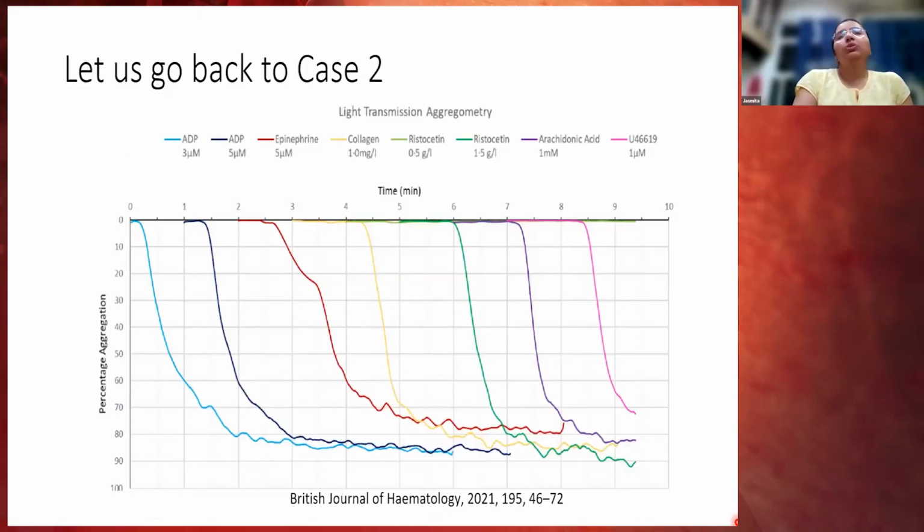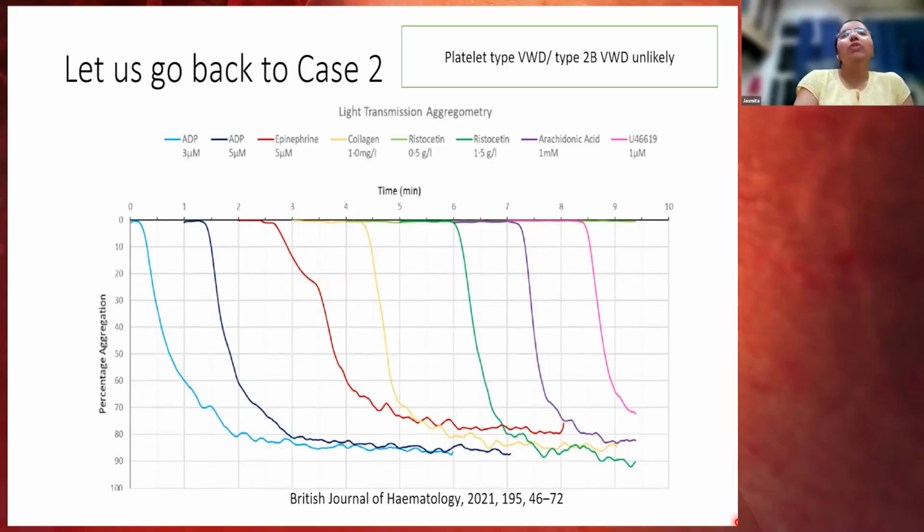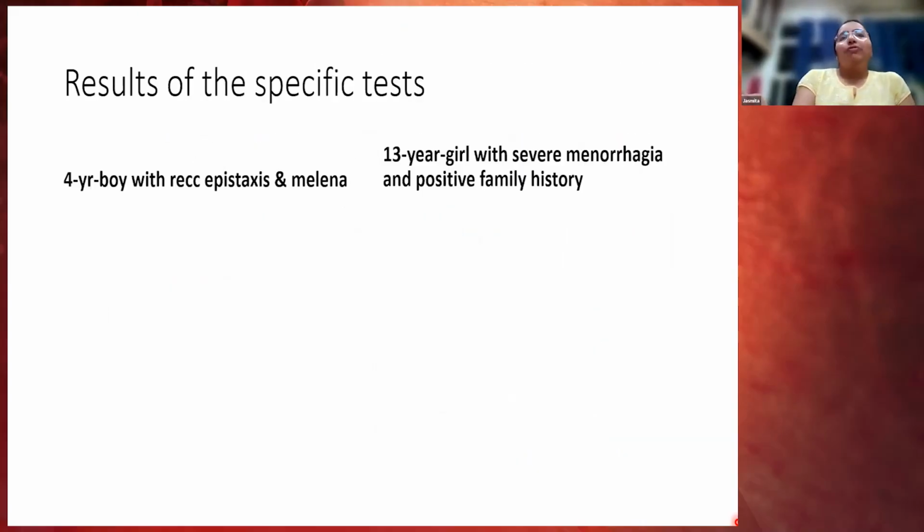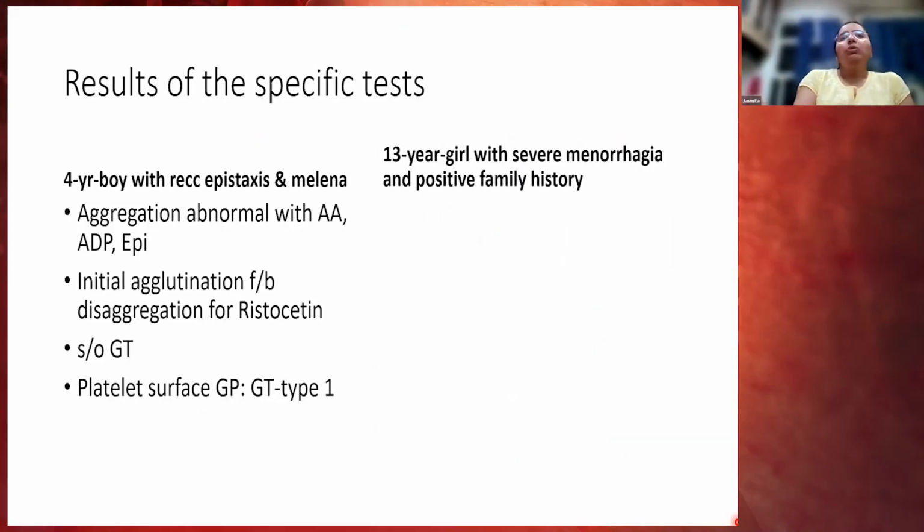So going back to case 2, these were the light transmission aggregometry reports, and this I picked up from BJH. When you look at the aggregation responses, they look fairly normal to all of the agonists concerned. So what should we do for case 2? The only thing we can exclude is type 2B von Willebrand, because remember the patient's father, the patient's grandmother, all 3 were affected and all 3 had low platelet count. So maybe we had type 2B von Willebrand, but there is no aggregation response to ristocetin. So it is unlikely that it is type 2B von Willebrand, and it is unlikely that this is platelet-type von Willebrand disease also.